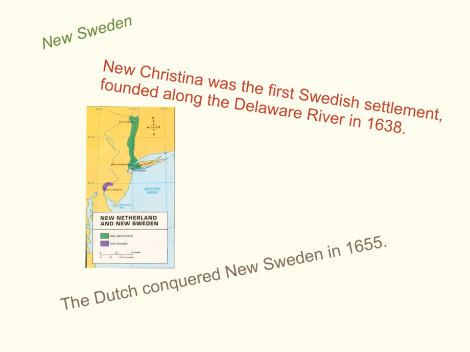It was the first Swedish settlement, and it was founded along the Delaware River, which is this river right here, in 1638. Eventually, the Dutch will conquer New Sweden. That was in 1655. So it's kind of a short-lived colony for Sweden, but they did attempt a colony in America. That is the end of Section 4.